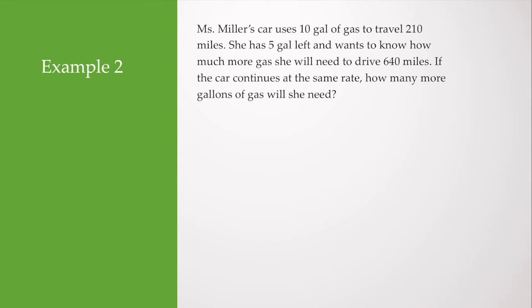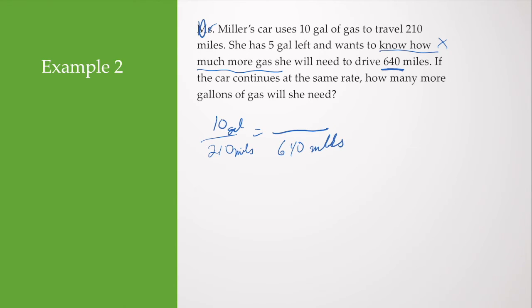For example 2, Miss Miller's car. Oh, well, I became Dr. Miller since then. Okay. Dr. Miller's car uses 10 gallons of gas to travel 210 miles. She has 5 gallons left and wants to know how much more gas, so that's my unknown, my x, she will need to drive 640 miles. So I have 10 gallons of gas that will get me 210 miles. I need to go 640 miles. We just have to make sure our units in the denominators and our numerators match up. I already have 5 gallons, but I need to know how much more I will need to go 640 miles. That's where I'm going to take 5 plus x.